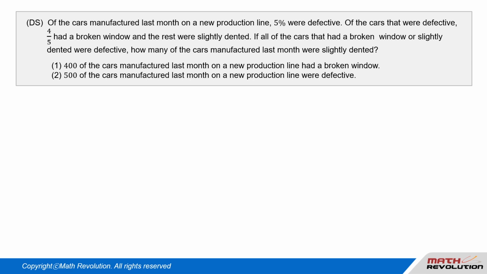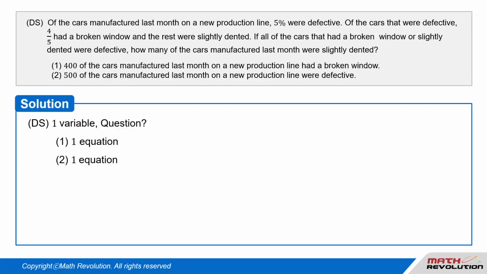Condition 1. 400 of the cars manufactured last month on a new production line had a broken window. Condition 2. 500 of the cars manufactured last month on a new production line were defective.